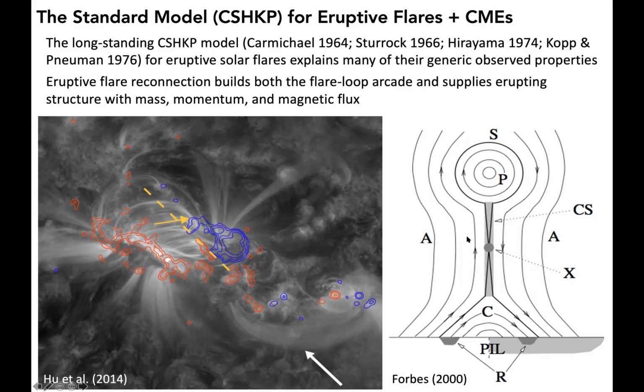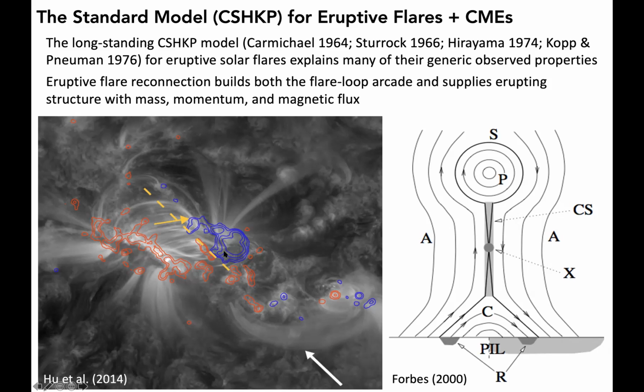And when reconnection kicks in at that current sheet, that allows the whole system to kind of rapidly reconfigure itself to get rid of that stress energy. I mean, the sun, for some reason, has figured out that the way to get rid of all this kind of sheared, twisted field, it's energetically favorable to blow it out into the solar system, into the heliosphere.